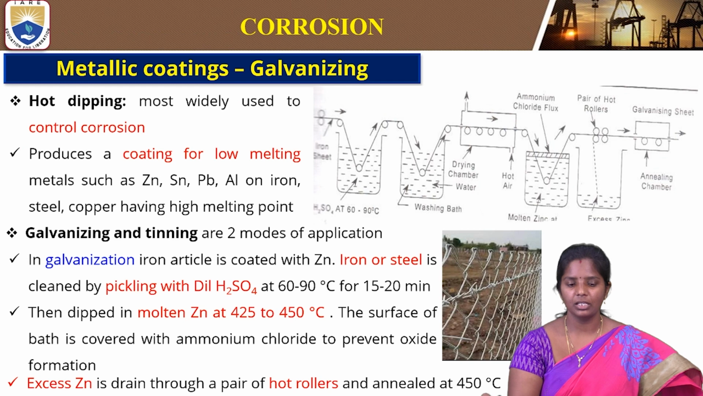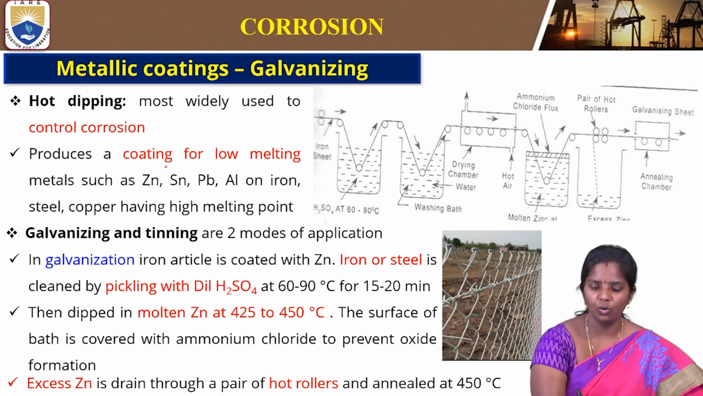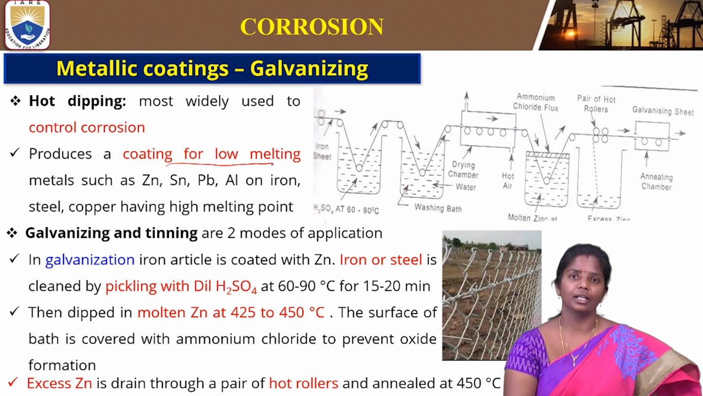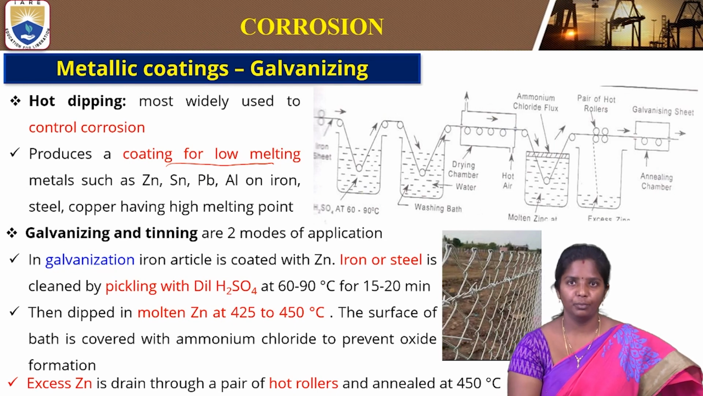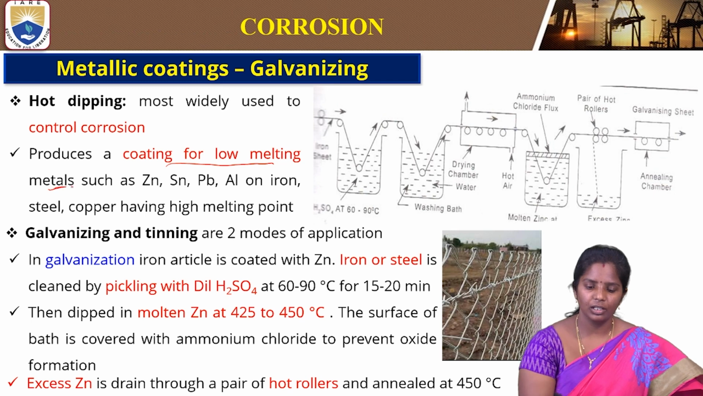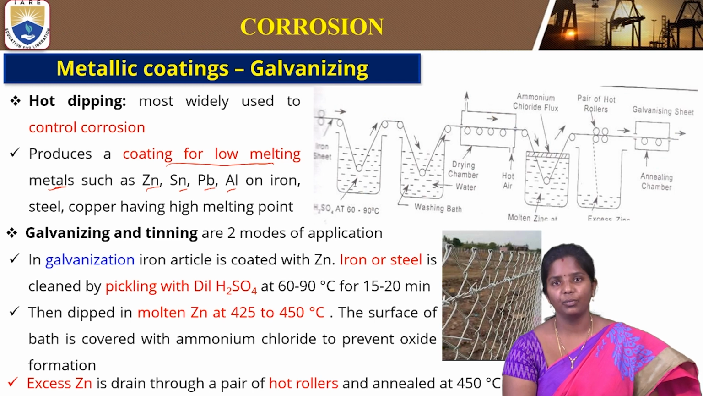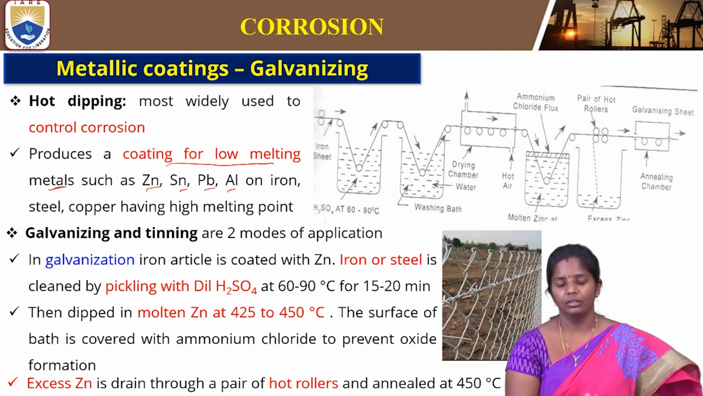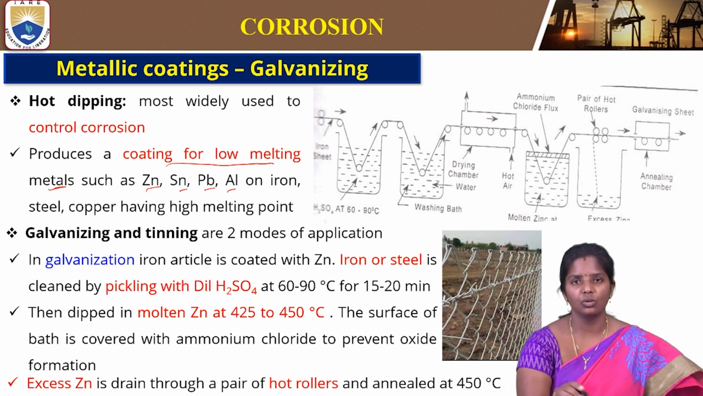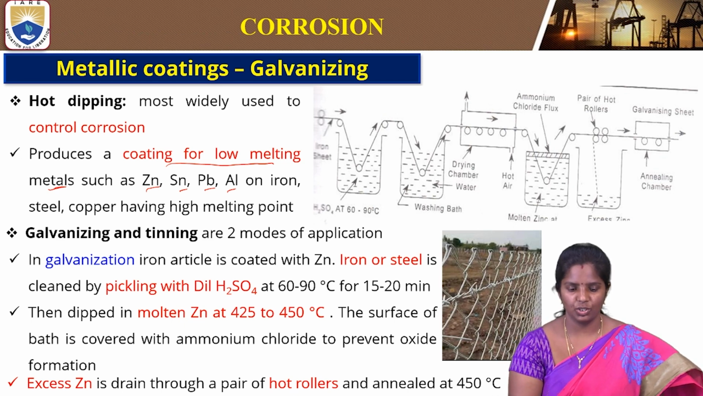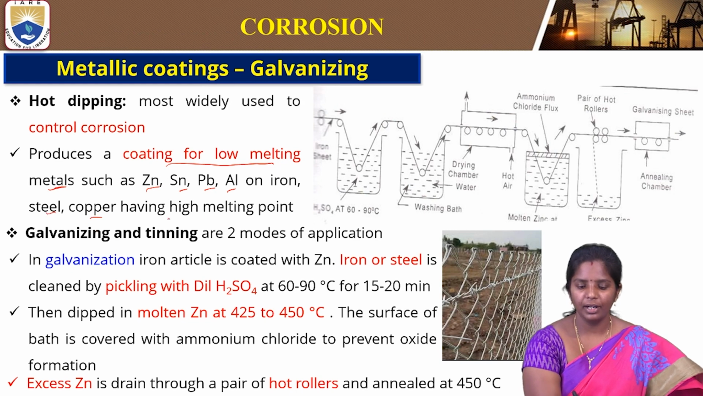In hot dipping, what happens? It is the most widely used method for corrosion control. It produces a coating having a low melting point. Why low melting point? Because we are dipping in a hot solution, so it should have low melting point metals. What are those? Zinc, tin, lead and aluminium on iron. Iron has a high melting point, so it doesn't get dissolved into the molten bath that we are using. So the metals that we need to coat should have a low melting point so that they get coated onto the iron or the steel. On steel, copper has a high melting point.